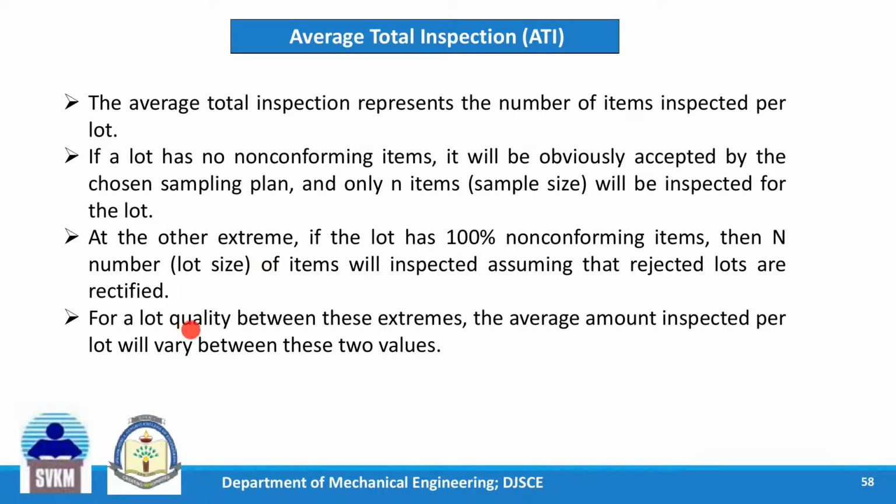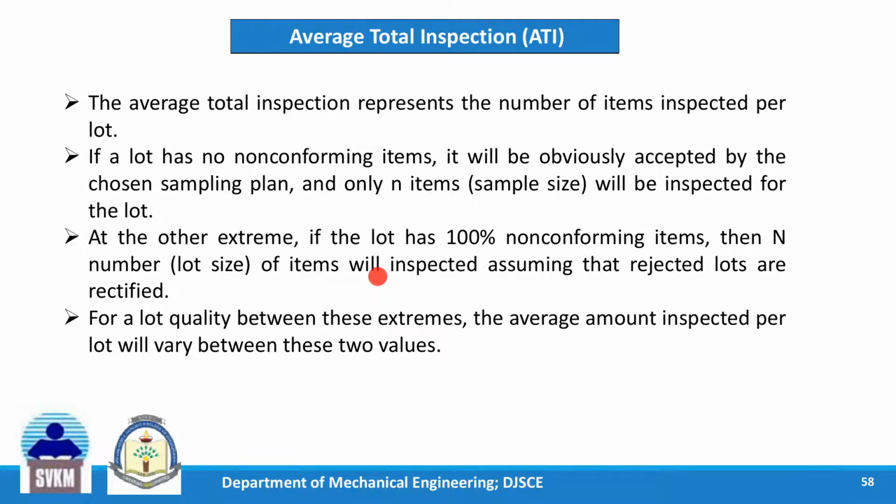For intermediate lot quality, for a lot quality between these extremes, the average amount inspected per lot will vary between these two values. So suppose you have an intermediate quality lot, then what will you do? You may not inspect all the components. Suppose the number of defectives is less than the acceptance number, then you are going to accept the lot. So the number of inspections is less. That is a single sampling plan.